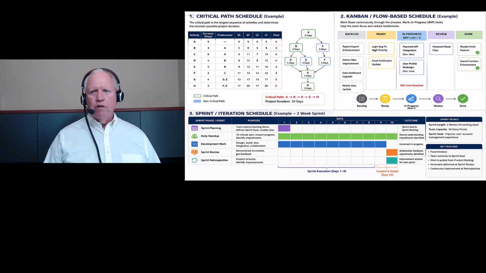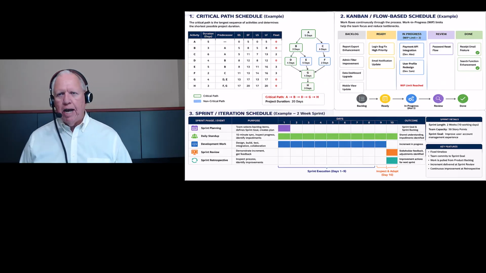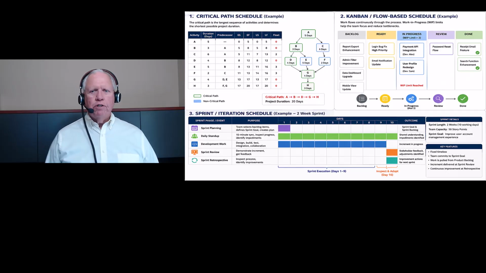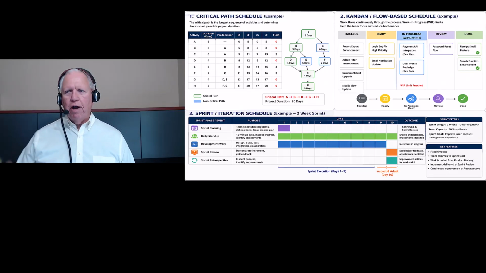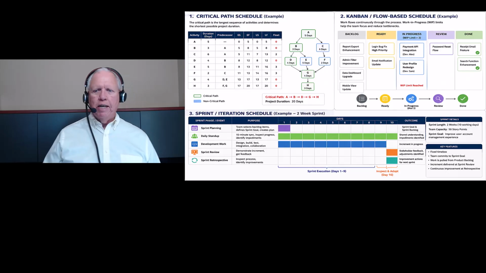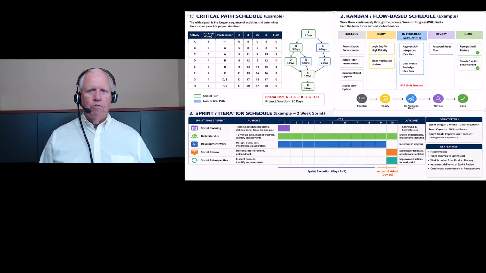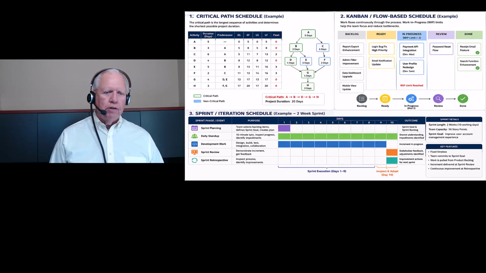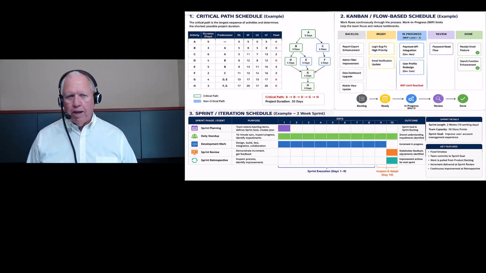And then you'll notice over here to the right, they're talking about a Kanban board or a Kanban flow-based schedule. I want you to notice what they have: what's in the backlog, what's ready, what's in progress, the review, and what's done. That is a typical question that you'll see on the test for Kanban. And then at the bottom, I want you to notice sprint or iteration. They are exactly the same on the test.